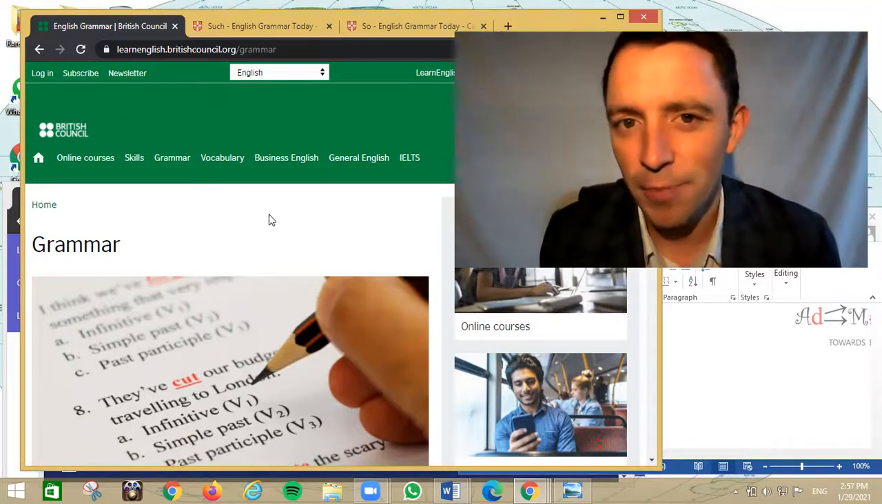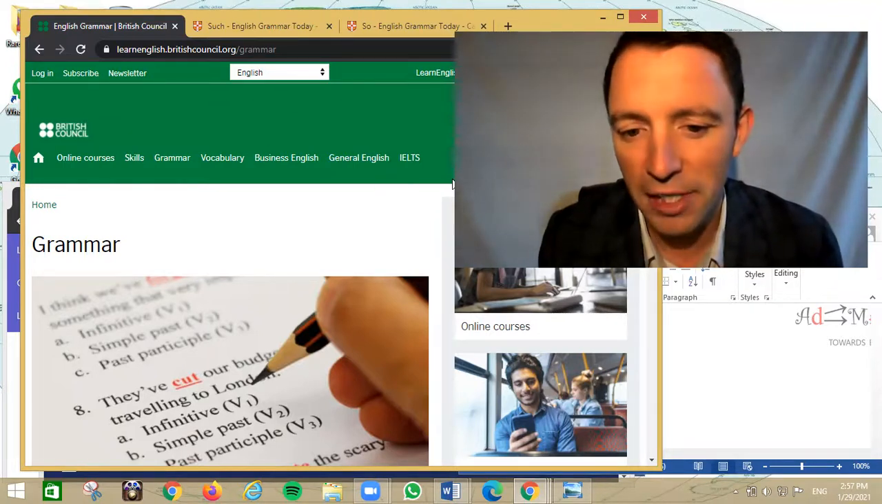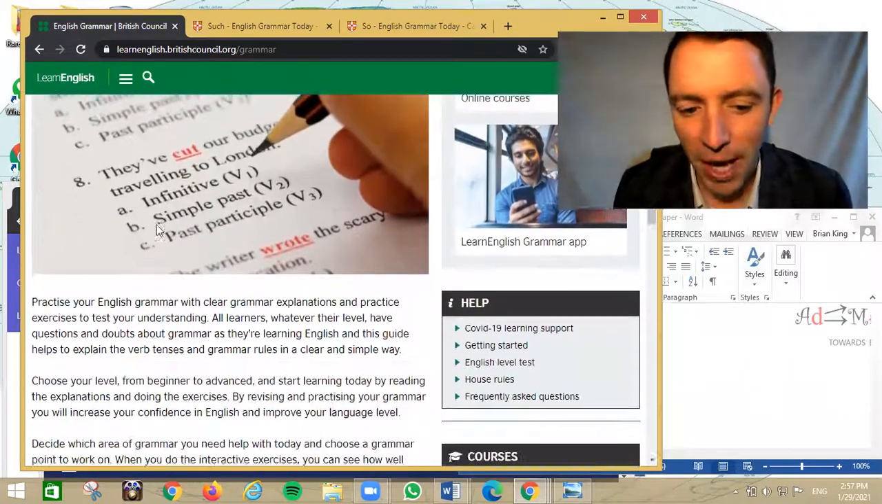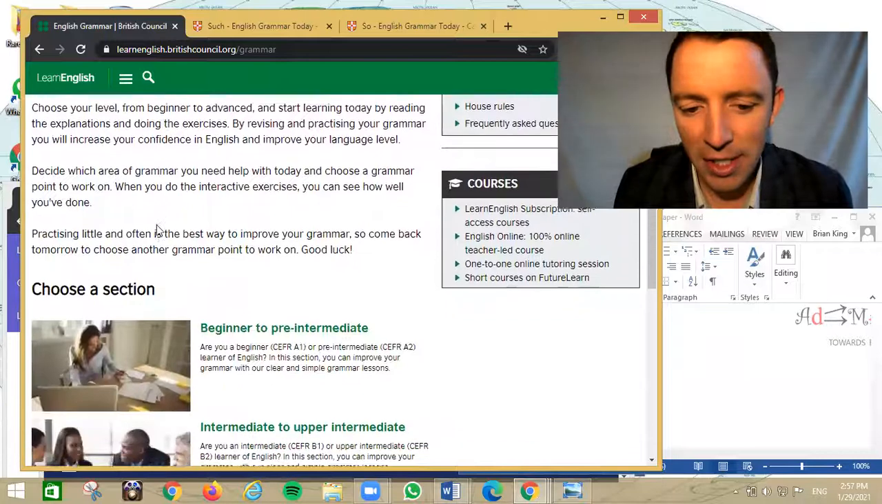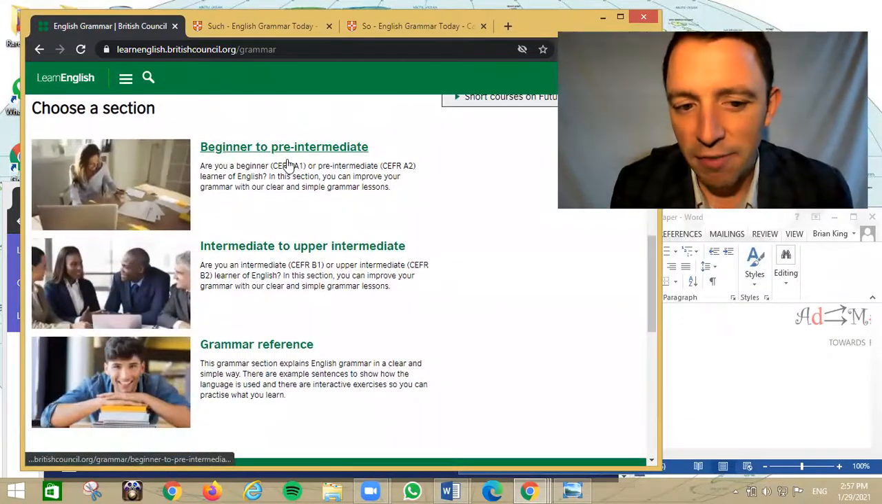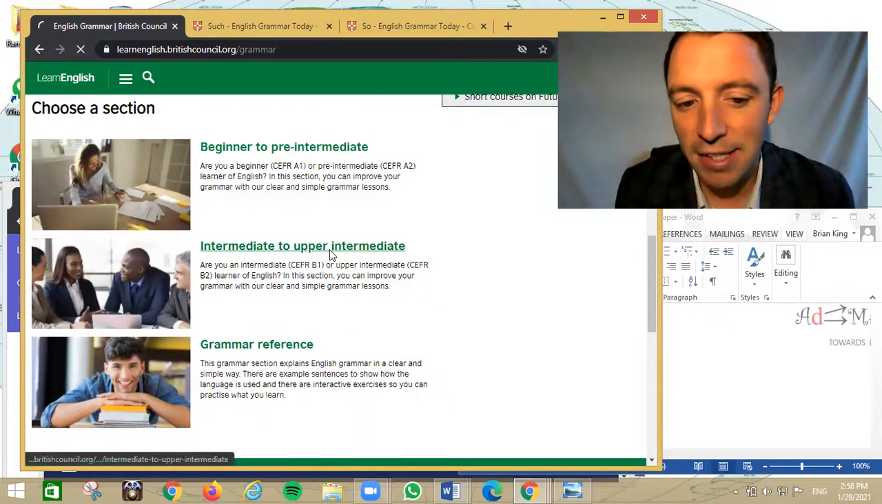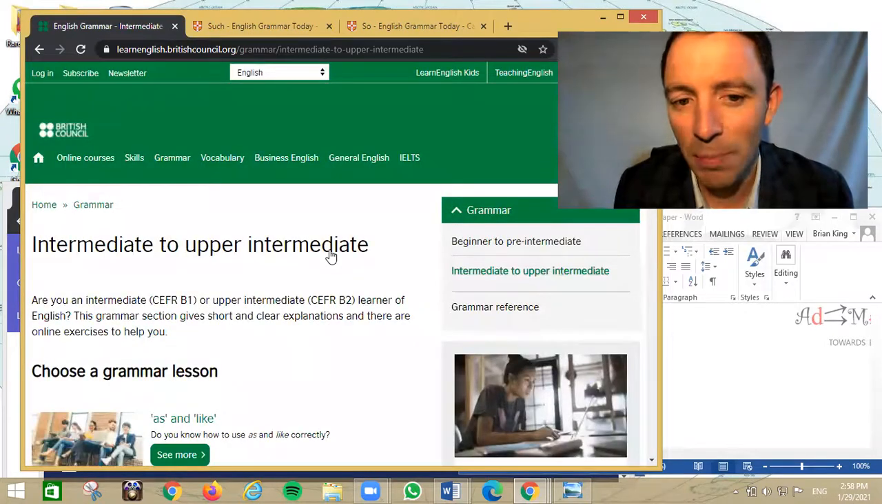It's the British Council and they have a very good section for grammar. If you go down the page, there are 3 different sections. The first section is for beginners, A1 or A2. The second section is for intermediate and upper intermediate, B1 or B2. And I think the third section has more detail as well. So today we will select the intermediate and upper intermediate to begin.